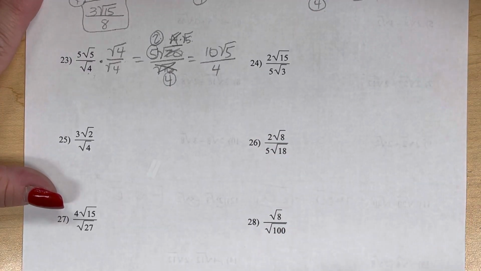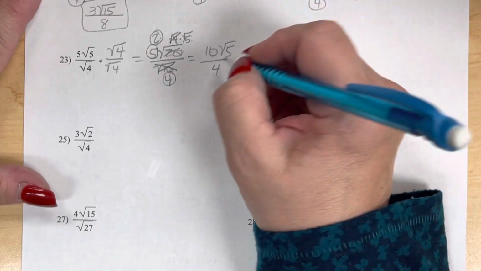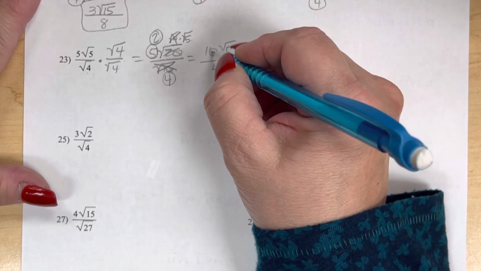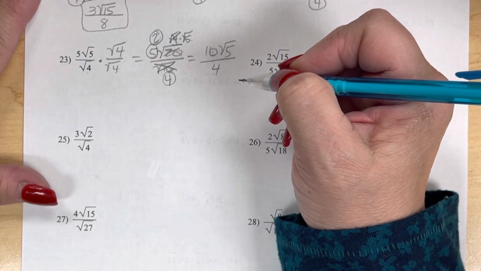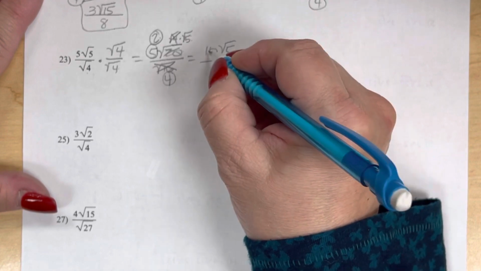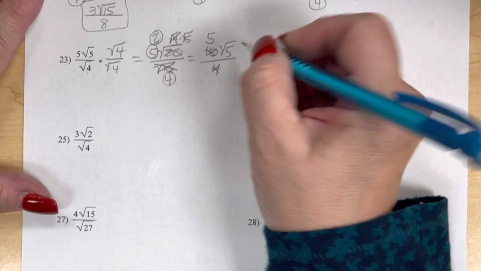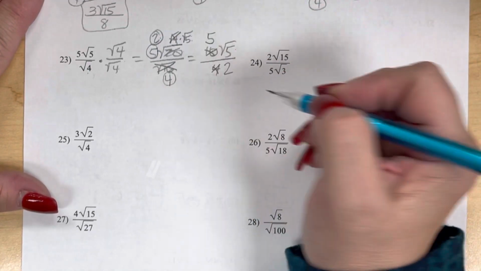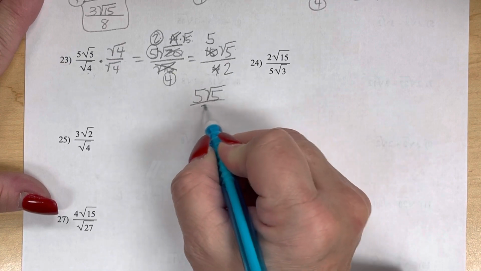Now, what you got to be careful of is, and I've told you guys anytime you look at what you have outside the sign, 10 and 4 can be simplified, okay? Because you can divide both of these by 2, and that's going to give you 5 square root 5 over 2. And that would be, technically, that is your final answer.